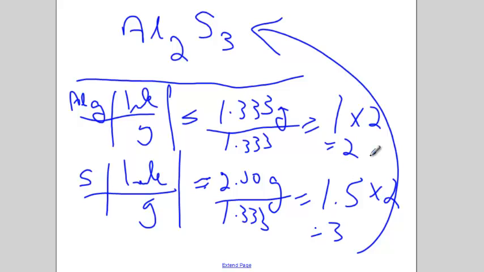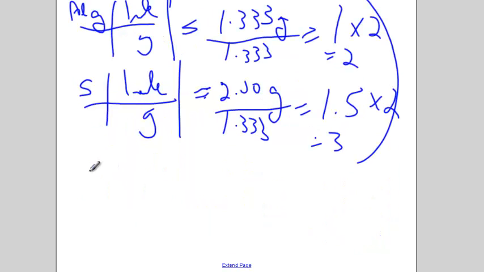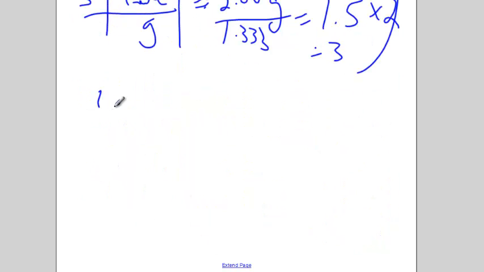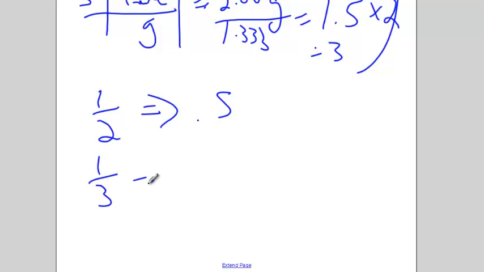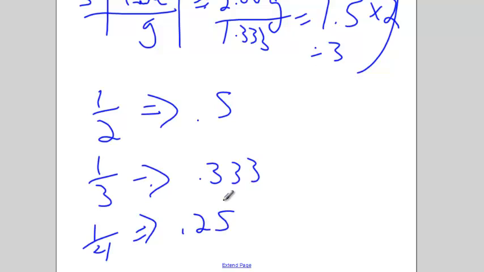Look for the common fractions. Remember, 1/2 is going to come out to be 0.5. 1/3 is going to come out to be 0.333. 1/4 is 0.25. Things like that. Look for those as your decimals. If it's something that's not a whole number and not a common fraction, double check your math. That's probably where you've made your mistake.